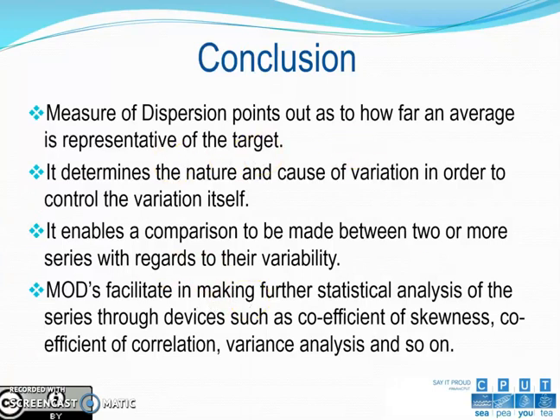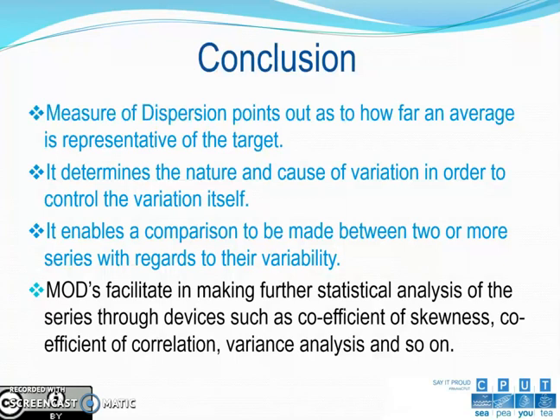So the final points to just remember is that measures of dispersion point out how far an average is representative of the target. It determines the nature and the cause of variation in order to control the variation itself. It enables a comparison to be made between 2 or more series with regards to their variability.